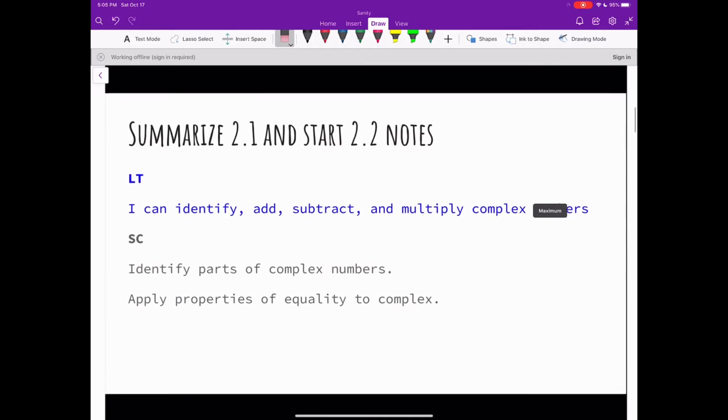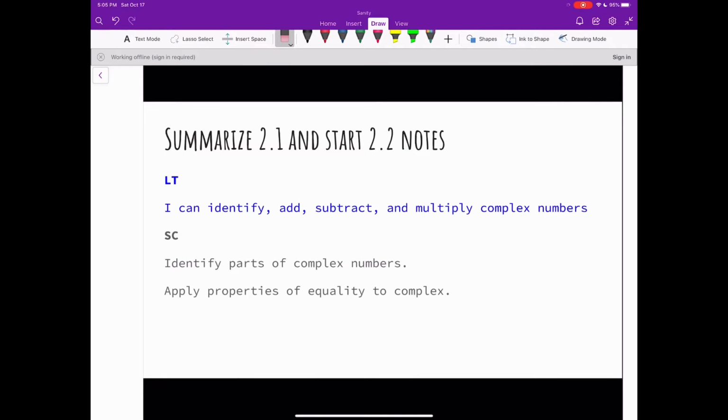Here's your learning target. I can identify, add, subtract, and multiply complex numbers. We're also going to talk about division of complex numbers here at the end. And success criteria, you will be successful when you can identify parts of complex numbers and apply properties of equalities. All right, so take a second, pause if you need to.